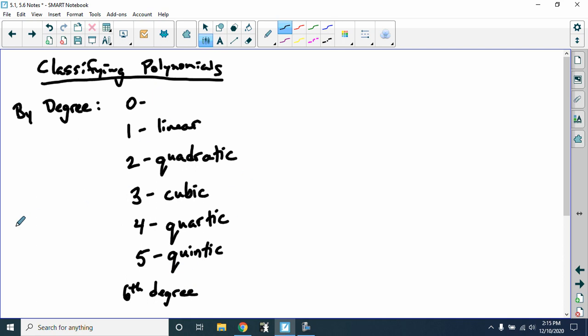0, it could have a degree of 0. The highest power could be 0. Y equals 7. That is a polynomial. Y is always equal to 7. No matter what x is, y is equal to 7. That's called a constant equation.